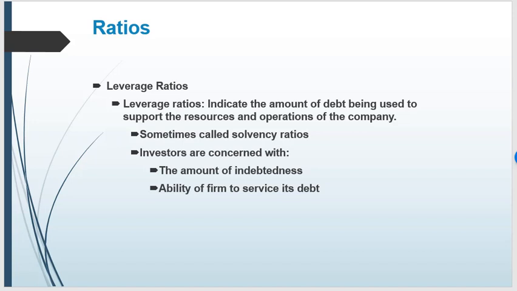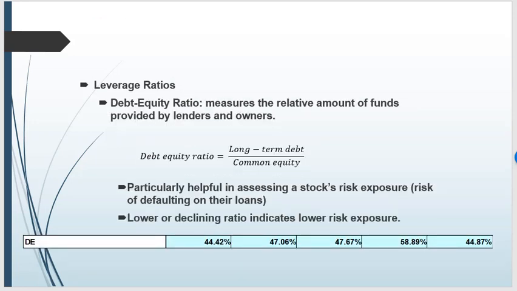So we want to ask a couple of questions. How much debt does the company have? And then are they able to make payments on that debt? Can they service the debt? So the first ratio talks about the debt equity ratio. This shows us in relative numbers how much long-term debt the company has compared to common equity.